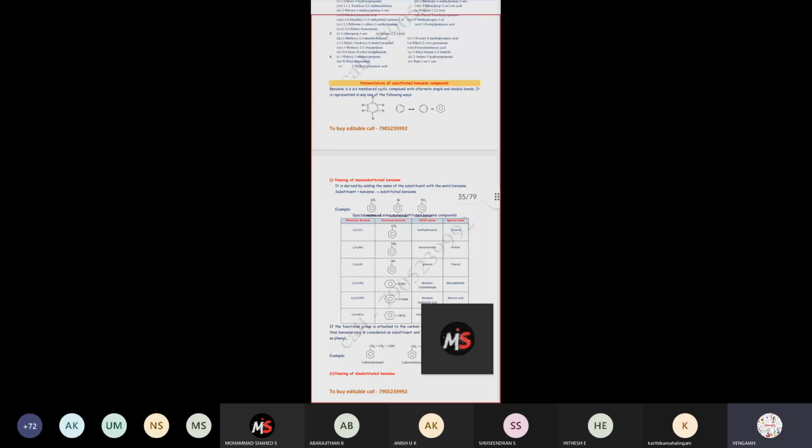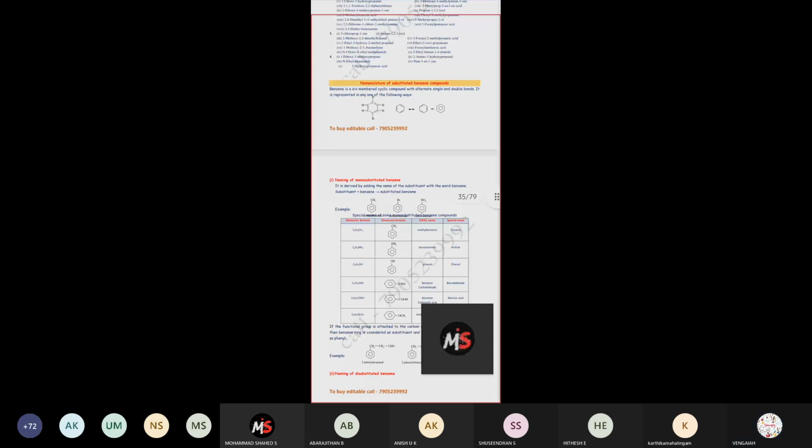If the functional group is attached to the carbon chain connected to the benzene ring, the benzene ring is considered as a substituent and it is prefixed before the root word as phenyl. Before the root word, phenyl. For example, the benzene ring is a substituent, that means a branch is there. You can write down the first branch as the benzene ring.